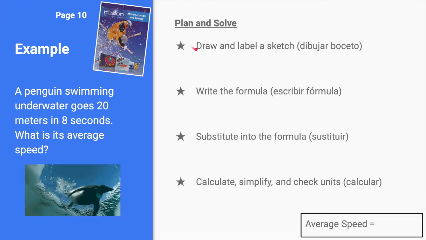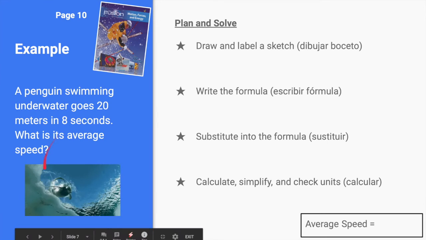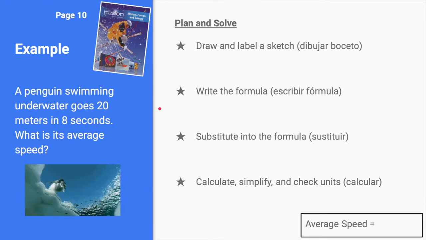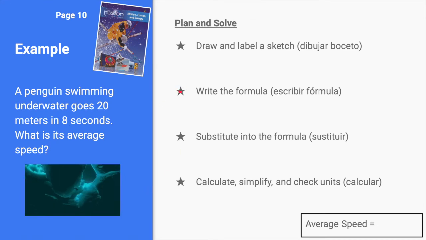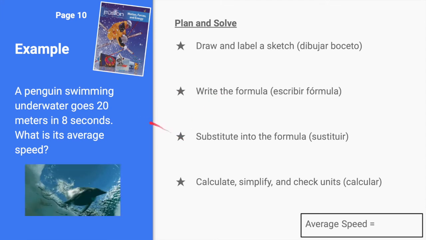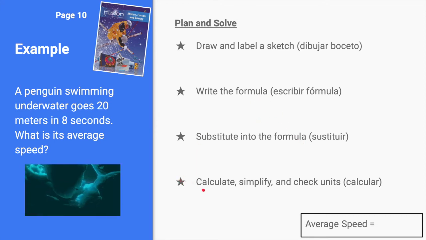First step says draw and label a sketch. So we're going to want to create a sketch of what's going on here. We'll come back to that in a minute. Our next step will be write the formula, which we know our formula for average speed. Third step will be substitute into the formula. Now that means to take the information we know, the givens from this problem, and insert that into the formula that we also know. And our fourth step is to calculate, simplify, and check our units.